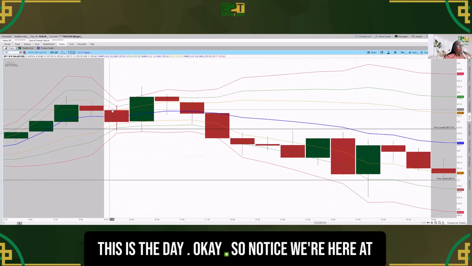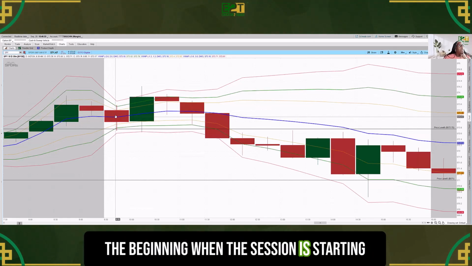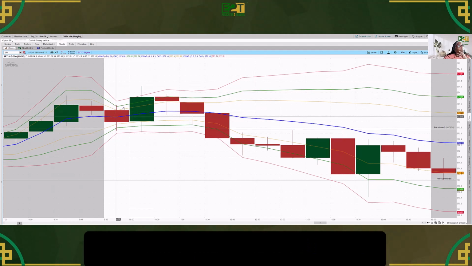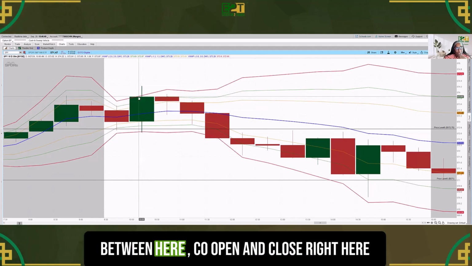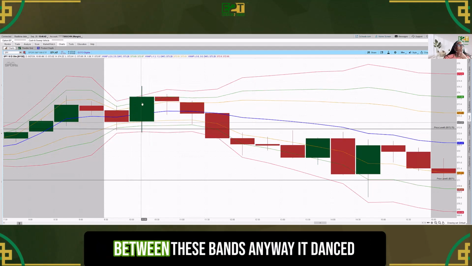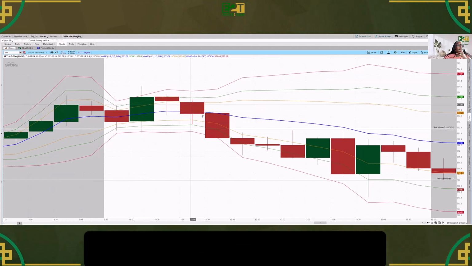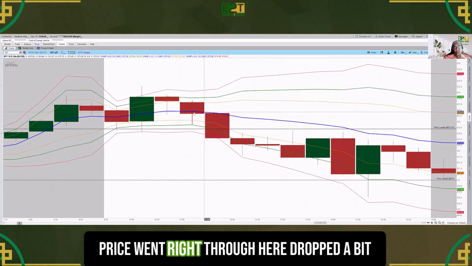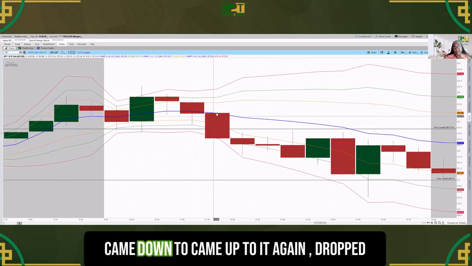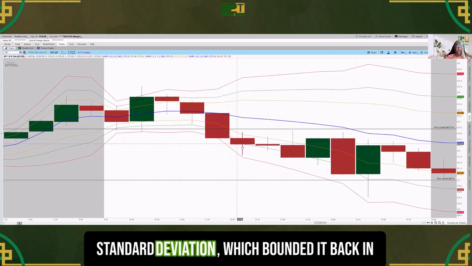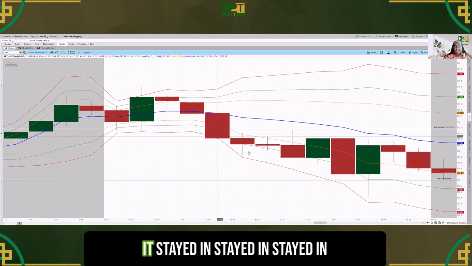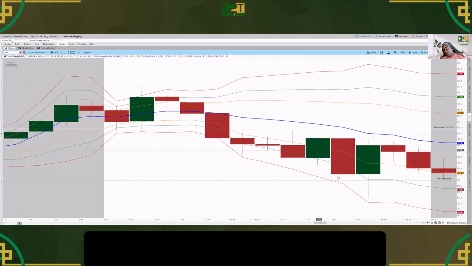Okay, so notice we're here at the beginning when the session is starting, and we've got our upper and lower band. Price almost went right in between here, open and close right between these bands. Anyway, it danced around. Price went right through here, dropped a bit, came up to it again, dropped out further, went down as low as that third standard deviation, which bounded it back in. It stayed in, stayed in, stayed in.